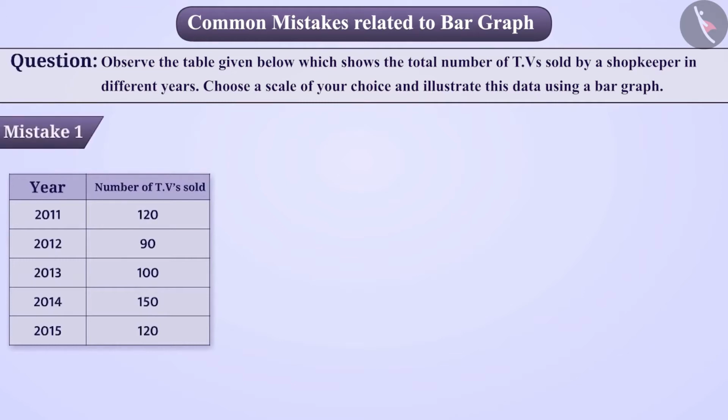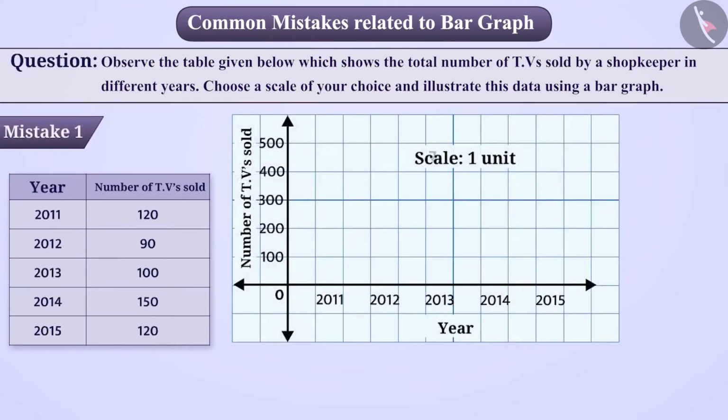Mistake 1. Some students fail to choose a suitable scale while choosing the scale of a bar graph. Suppose they try to draw a bar taking 1 unit length is equal to 100 TV. They thus obtain lengths of bar and attempt to draw a bar graph. Even though they succeed in forming the bar graph correctly, due to the length of the bars being too small, they face a lot of difficulty while drawing the bars.